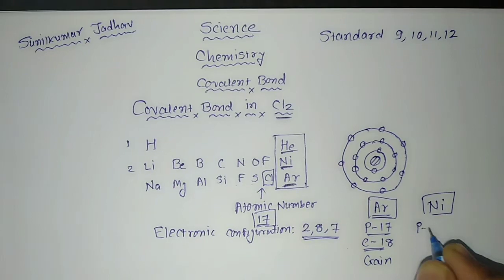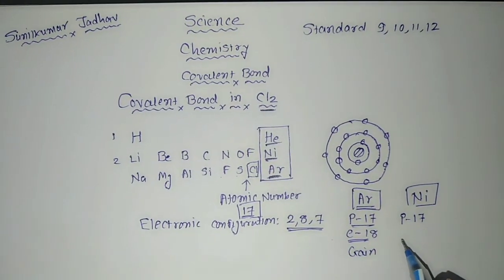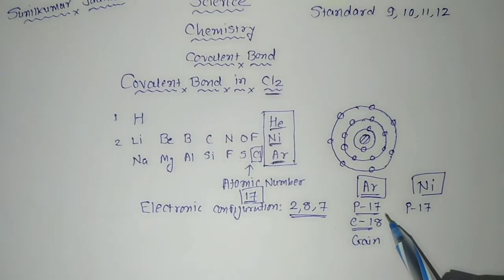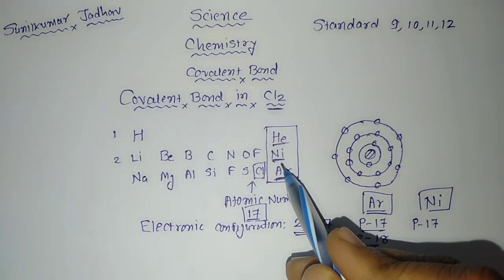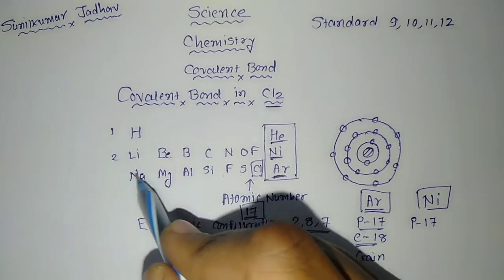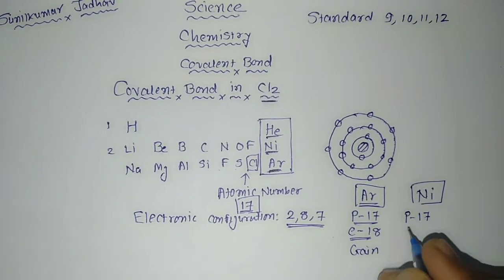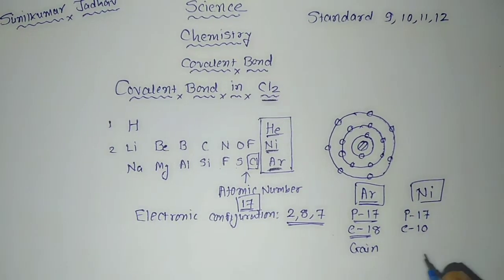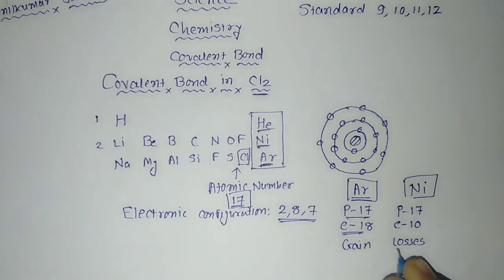As it has 17 protons and 17 electrons, but to attain the electronic configuration like neon, it has to lose 7 electrons of the outermost orbit. Then the remaining electrons would be 10, if it loses 7 electrons.